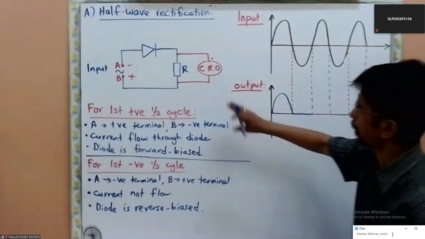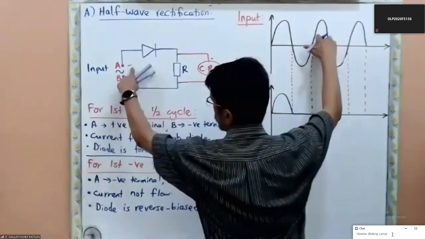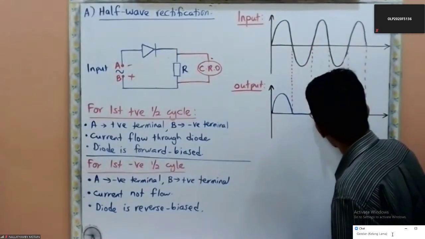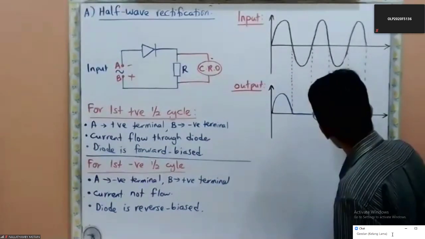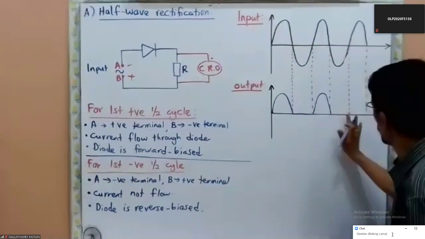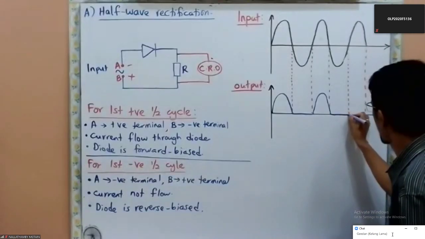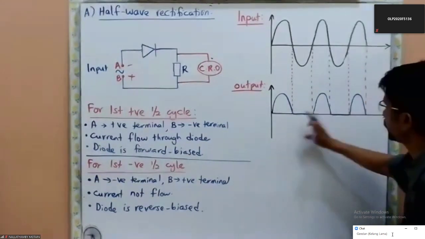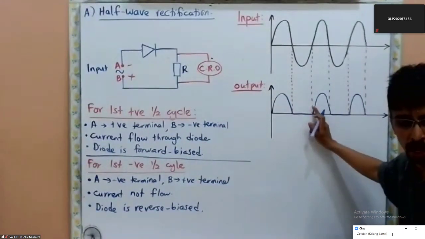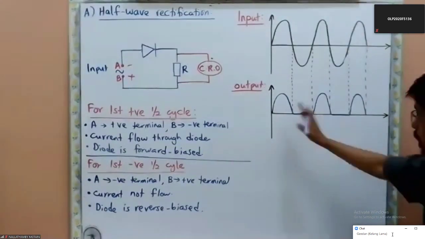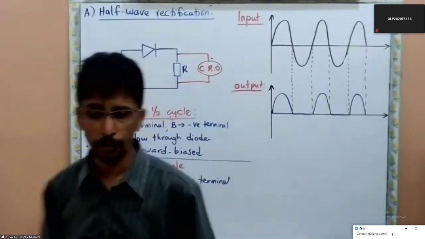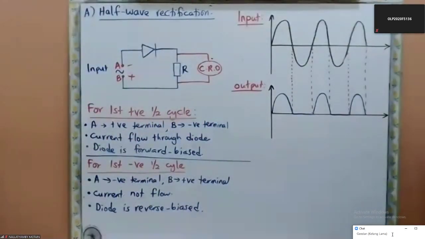And then when the process repeats, when the terminals change again, A positive, B negative, what happens? This one will flow again. How about this? Blocked. How about this? Flows again. So only half of the wave passes through the diode, right? So we call this half wave rectification.